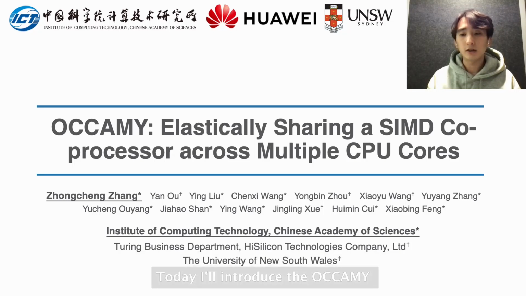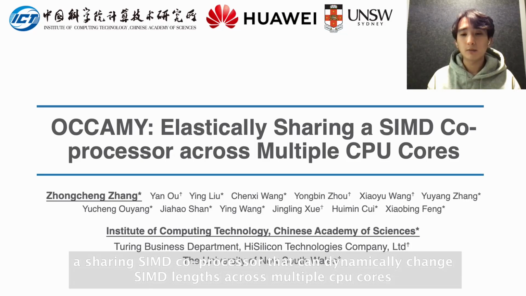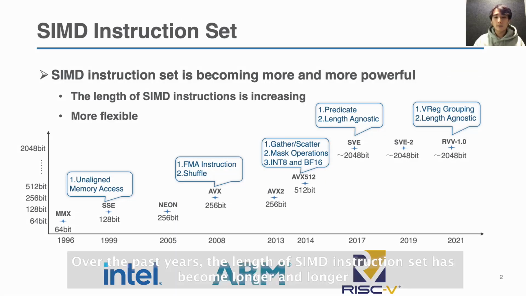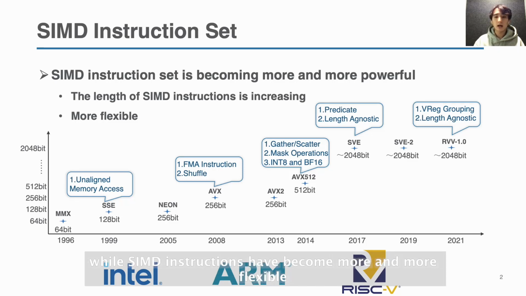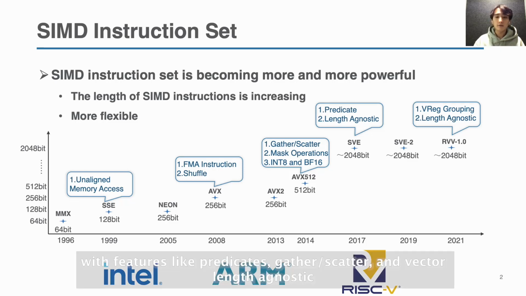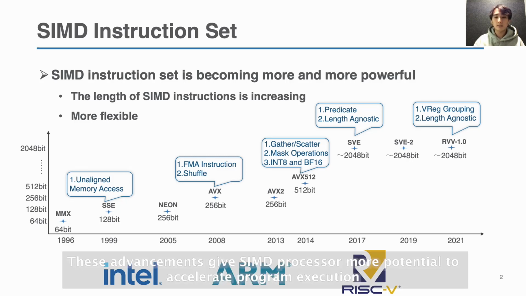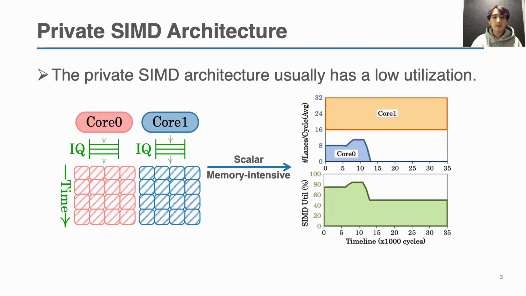Today I'll introduce OCCAMY, a sharing SIMD coprocessor that can dynamically change SIMD length across multiple CPU cores. Over the past years, the length of SIMD instruction sets has become longer and longer, while SIMD instructions have become more and more flexible, with features like predicates, gather-scatter, and VL agnostic. These advancements give SIMD processors more potential to accelerate program execution.